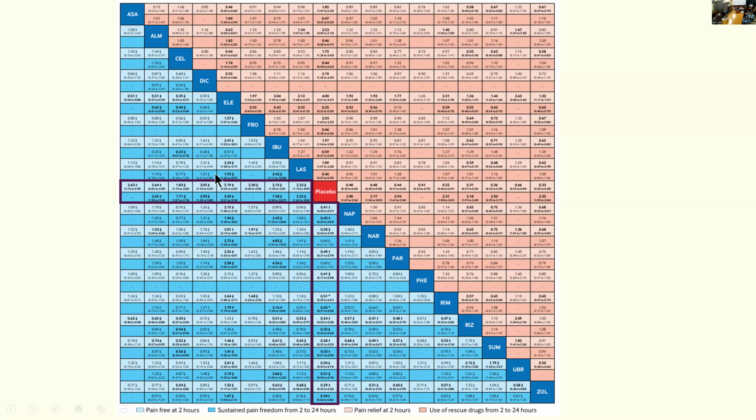Suppose I want to study brufen with placebo, and I want to look at the sustained pain freedom at 2 to 24 hours. I'll find brufen, and I'll look at the dark blue square, and I find that the odds ratio is 7.58. If you roughly eyeball this table, you can see that the most effective intervention for pain freedom at 2 hours seems to be L-tryptin, and on this side it seems to be brufen, that is for sustained pain freedom at 24 hours.